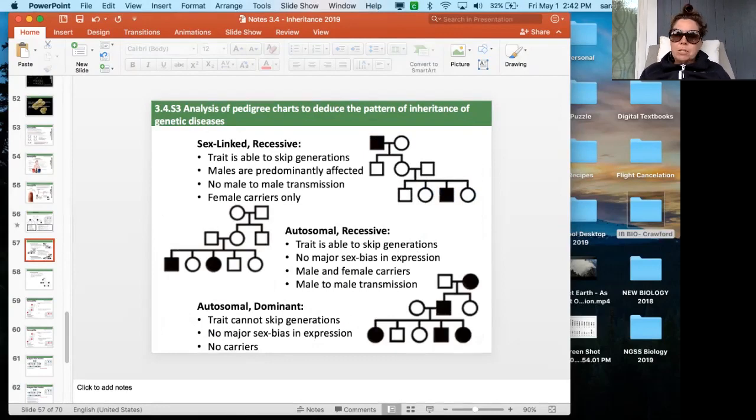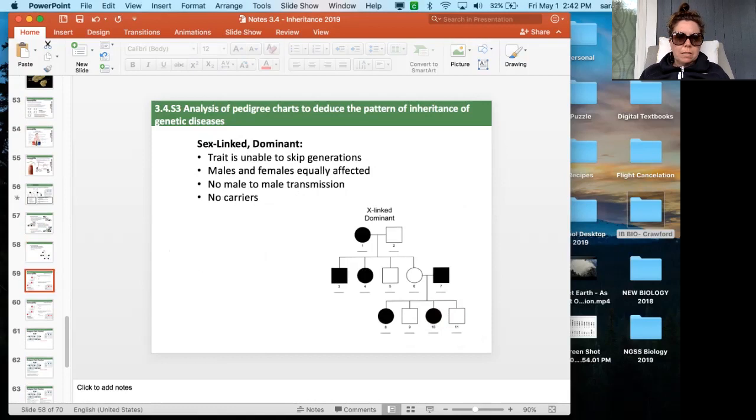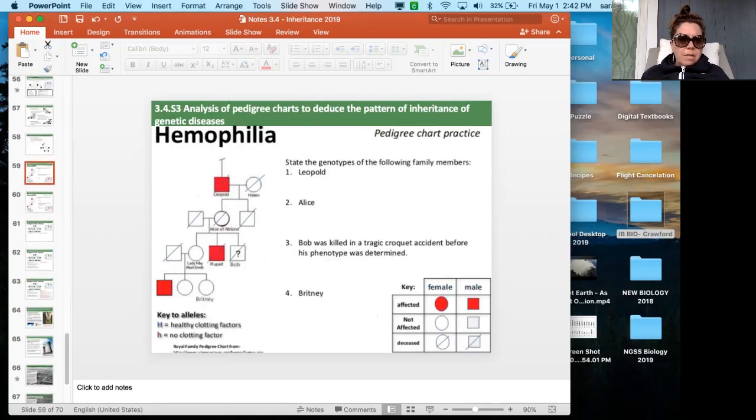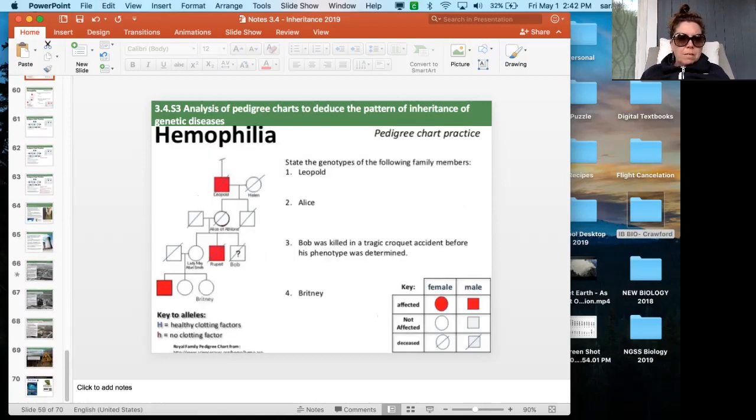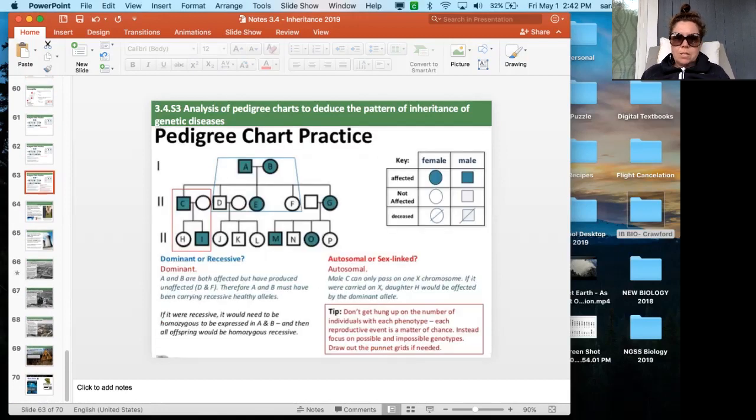If you see it skipping generations, that's often a clue it's recessive. If you see strong male inheritance, that might mean it's sex-linked, but like I said, those are basically just going to require some practice. I think that's about it for this PowerPoint. The rest of it is pretty self-explanatory, just practicing with pedigrees, and hopefully this has been helpful.